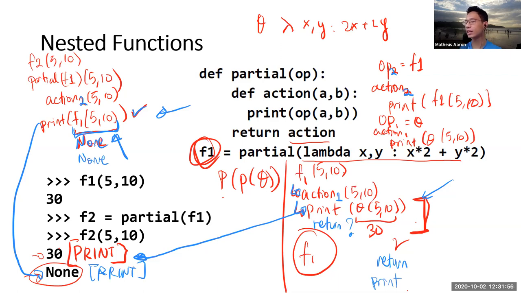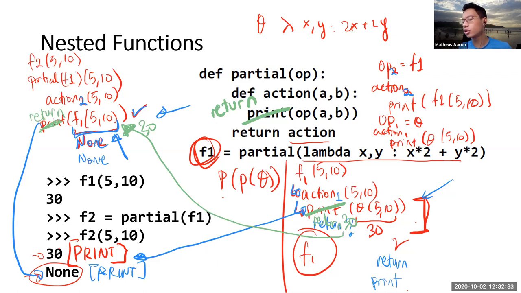So let's do some wishful thinking here. Everyone please follow. Let's do some wishful thinking in the scenario where we change this statement print to return. So what's going to happen here is that it will not print, it will return. So when we execute F1 right here, we return the value of 30. So when F1 is executed, this value 30 will be returned here. And this one is returned as well. Because no print statement has been executed, when we execute this, we will return 30. Hence, this will only give the output of 30.